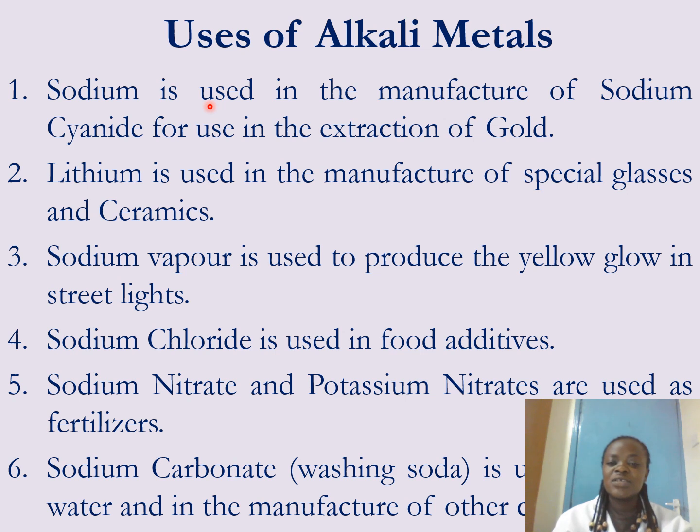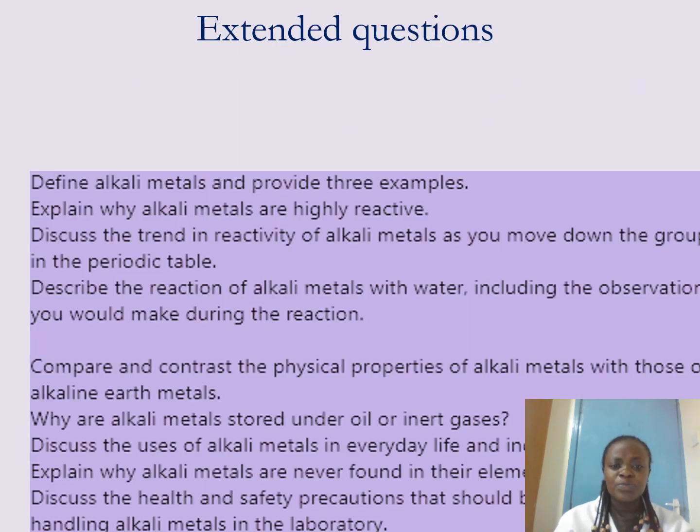Sodium vapor is used to produce the yellow glow in street lamps or street lights. Sodium chloride is used in food additives, and sodium nitrate and potassium nitrate are used as fertilizers. Sodium carbonate, or what we call washing soda, is used to soften water and in the manufacture of chemicals. So these are just some of the uses of alkali metals. There are so many uses, so I have just highlighted six of them.